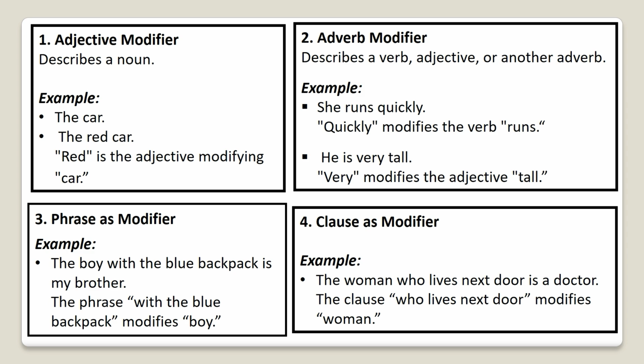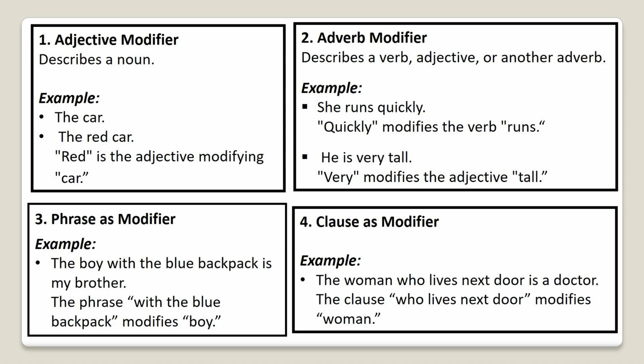Another example is clause as a modifier. How is a clause a modifier? For example, the sentence is like this: the woman who lives next door is a doctor. The clause who lives next door is modifying the woman. The woman who lives next door is a doctor. So the clause who lives next door modifies the woman. So here you can understand this is a clause as a modifier.